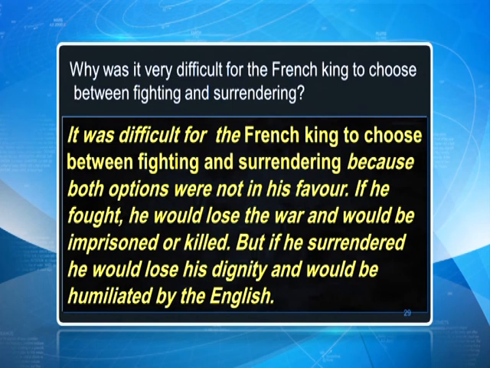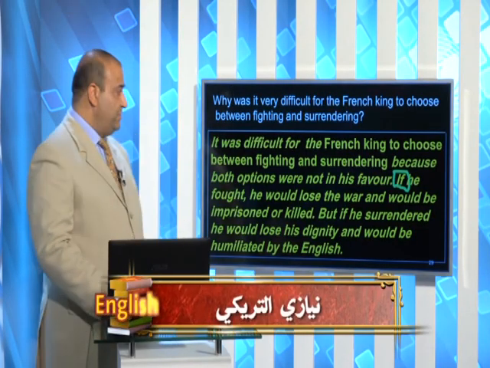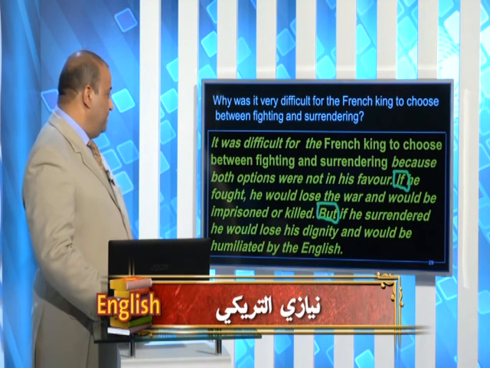The answer is this. It was difficult for the French king to choose between fighting and surrendering because both options were not in his favor. How? If he fought, he would lose the war and would be imprisoned or killed, of course. He is a loser at the end. But if he surrendered, he would lose his dignity and would be humiliated by the English. These are the linkers that I have already used here, if and but.